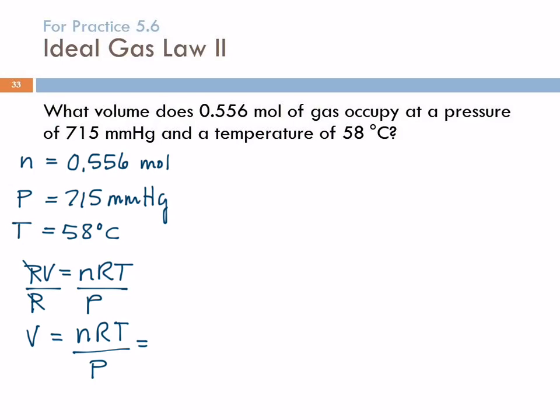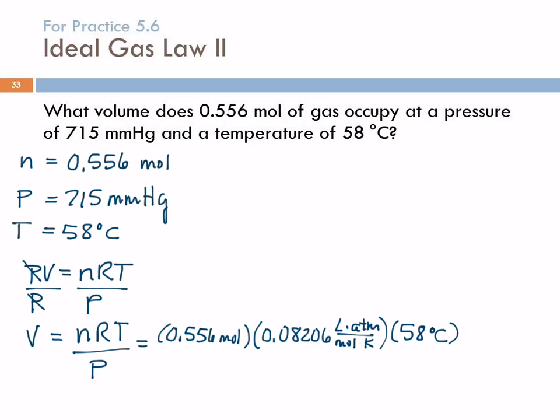Well, let's plug things in. 0.556 moles, include the units. Ideal gas constant, 0.08206 liter atmospheres per mole Kelvin. The temperature, 58 degrees Celsius. I'm just writing in what they gave me. We do have to convert to Kelvin. I'm playing dumb here. So I just plugged everything in, and then I just calculate, right? No. Look at the units.